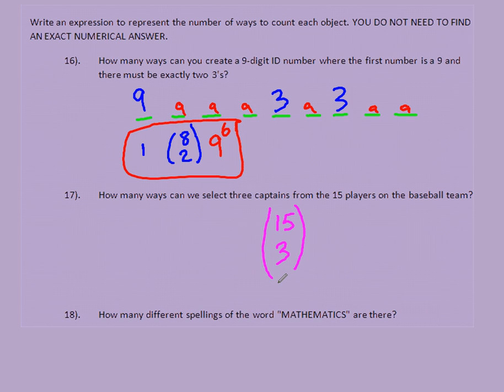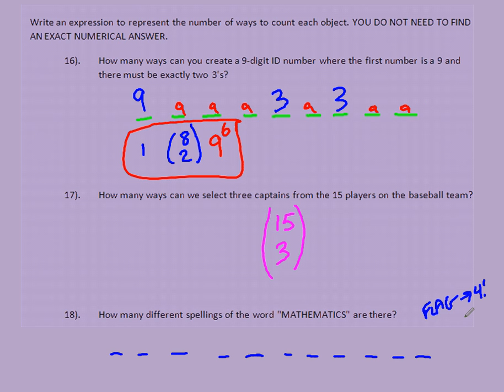Alright, spellings of a word. Order matters in spellings of a word. So, we have the word mathematics, which has 11 letters in it. So I'm going to make 11 different letter spots there. Now, if they were all different letters, like the word flag, which has all different letters, this one would be just 4 factorial. I have 4 choices for the first letter, 3, 2, and 1.